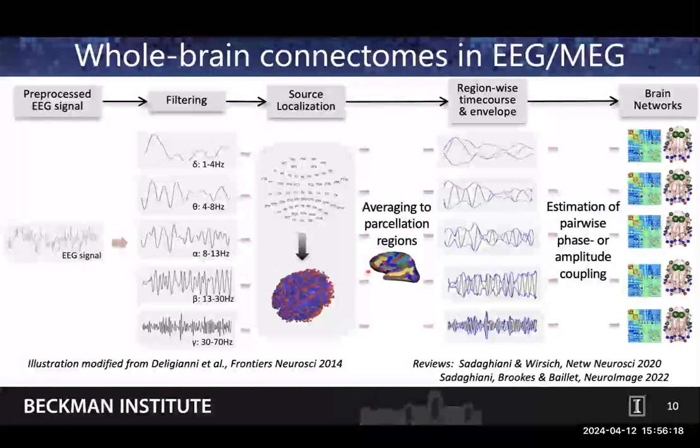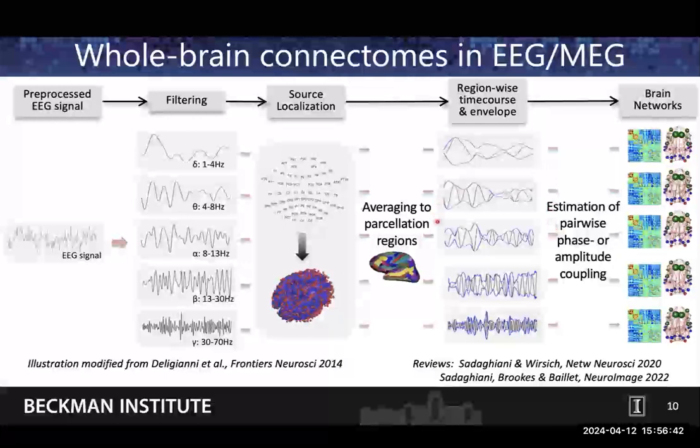And then the source signals are averaged across parcels of the brain, similar to the way we average the fMRI signal. So you choose a parcellation that's appropriate for your question and your data. And then for every parcel, you have that average signal. You can analyze that signal in terms of its phase or in terms of the analytic amplitude, so the strength of the signal overall. That's the blue signal here.